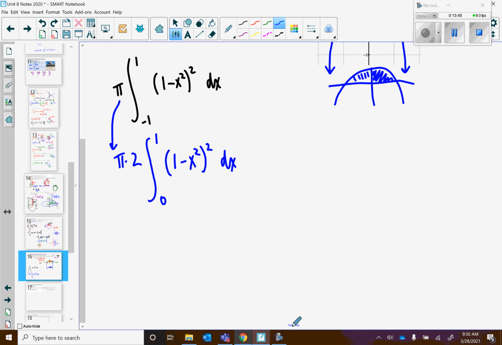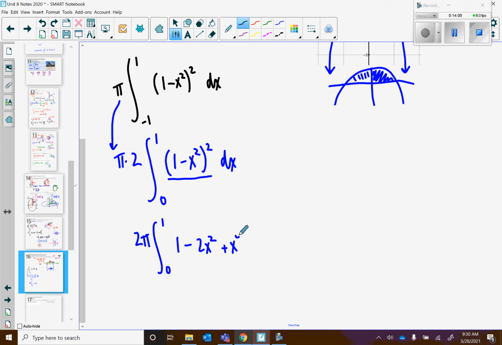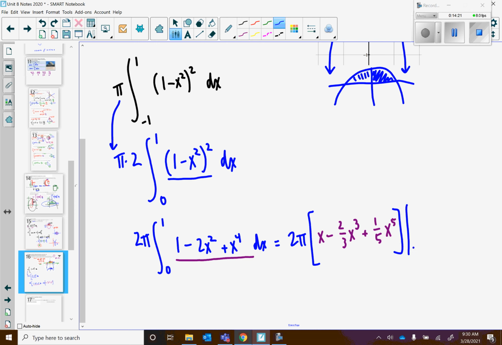And now we can evaluate this by, well, we're going to have to FOIL this first. So I'm going to say 2 pi times the integral from 0 to 1 of 1 minus 2x squared plus x to the 4th dx. 2 pi times, and now I'm going to take the antiderivative of this. So we have x minus 2/3 x cubed plus 1/5 x to the 5th. And we are evaluating that from 0 to 1.